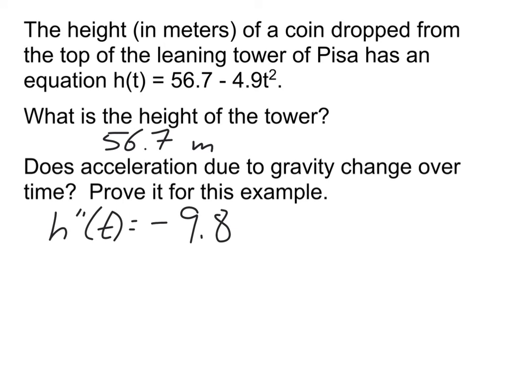So going back to our question, does acceleration due to gravity change over time? No. Is there a t in this equation? No. It's a constant. It is always negative 9.8. No matter how long it's been falling, gravity is always pulling it at negative 9.8 meters per second squared. Which, of course, is true. The force of gravity is always constant. It's not changing and fluctuating over time. Everything falls in the same time.